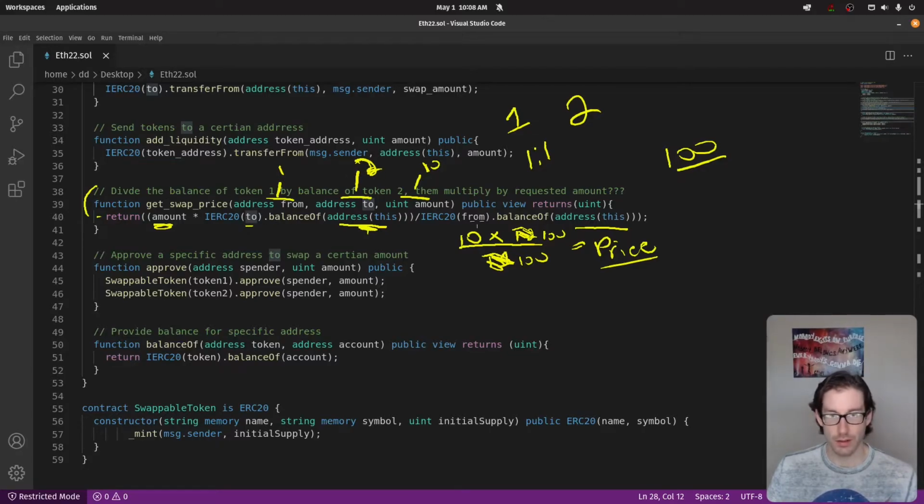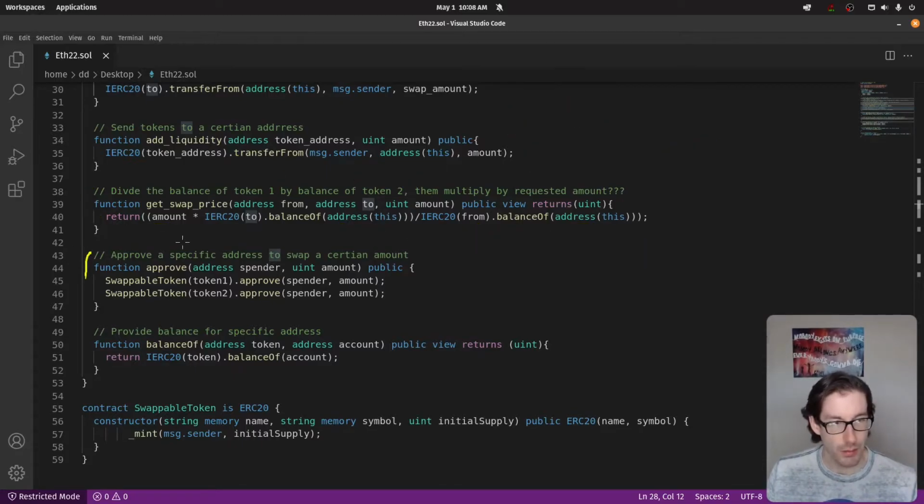And then the same thing applies here. We're saying this address for this contract. We're saying the balance of the from, which is token 1. So that's going to be 100, remember, because we're both starting with 100 for the contract for both. And then we're going to say the amount that I've requested, which is 10. So that's the get swap price piece.